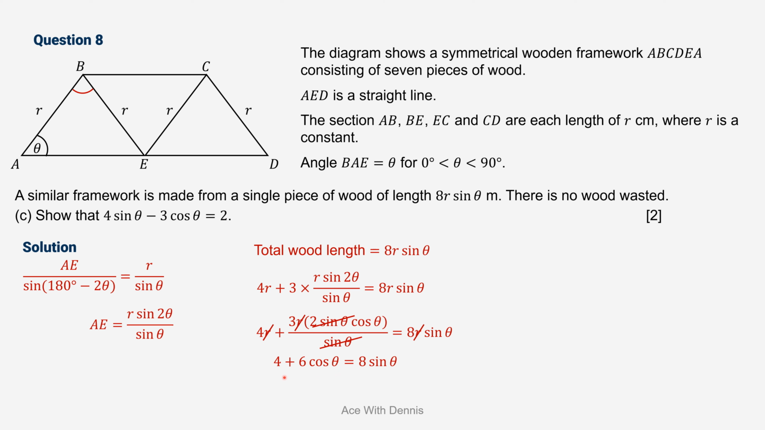We have 4 plus 6 cosine theta equals 8 sine theta. Once we reach this step, we can rearrange this equation so that it will be the equation that we want, where 8 sine theta minus 6 cosine theta equals 4. Then we divide by 2 on both sides. We will get 4 sine theta minus 3 cosine theta equals 2, which is the same as this equation, hence shown.